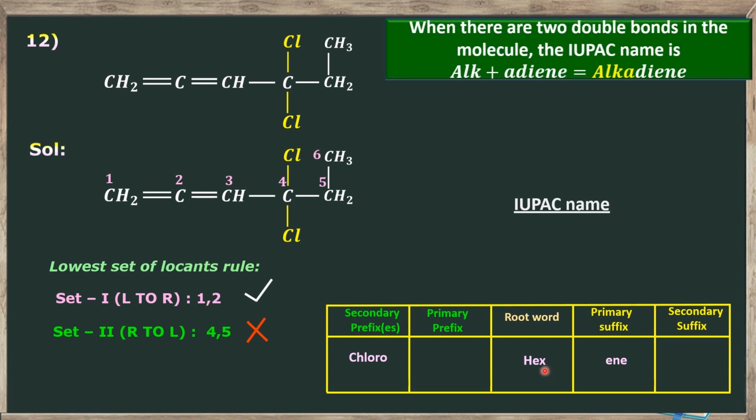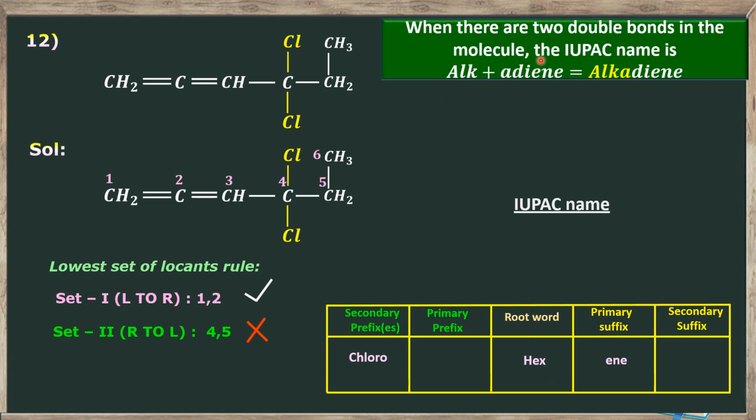hexa. See here, when there are 2 double bonds in the molecule, the IUPAC name is alk plus adiene, alkadiene. So here we have to attach A to hexa. So 4,4 dichlorohexa, 1,2 diene. We have to mention the position of the double bonds, to which carbon atoms double bonds are attached here. 1,2 diene.